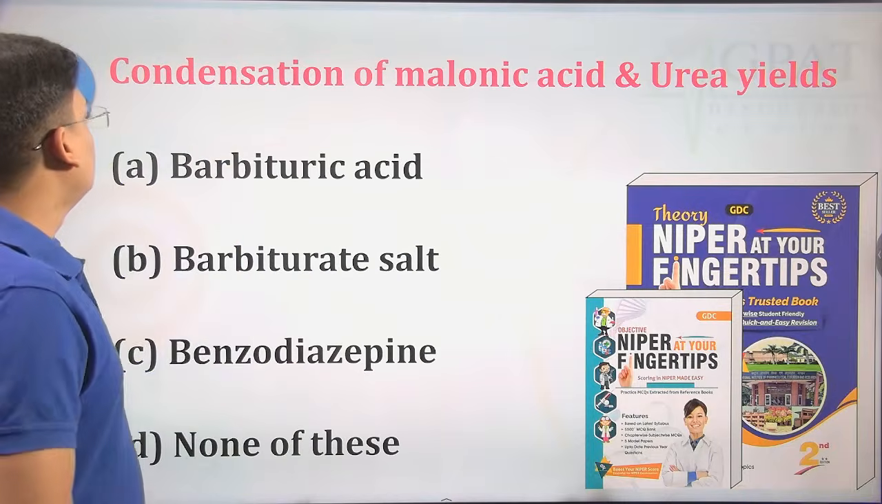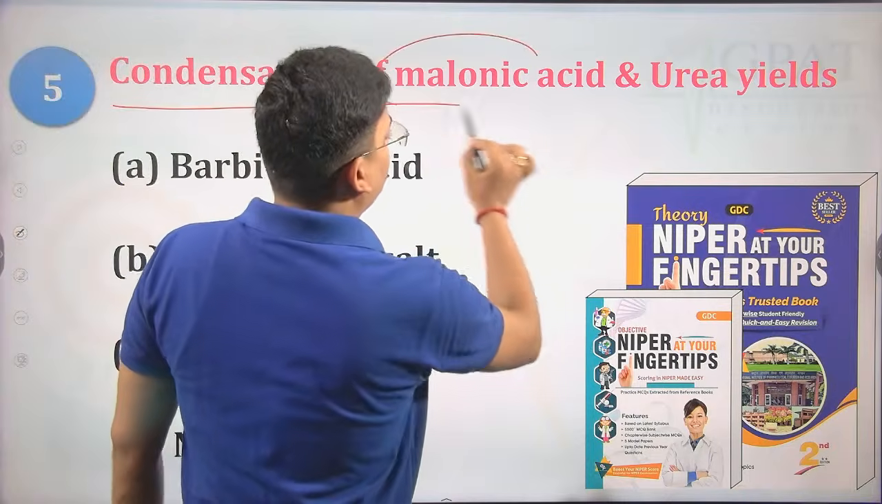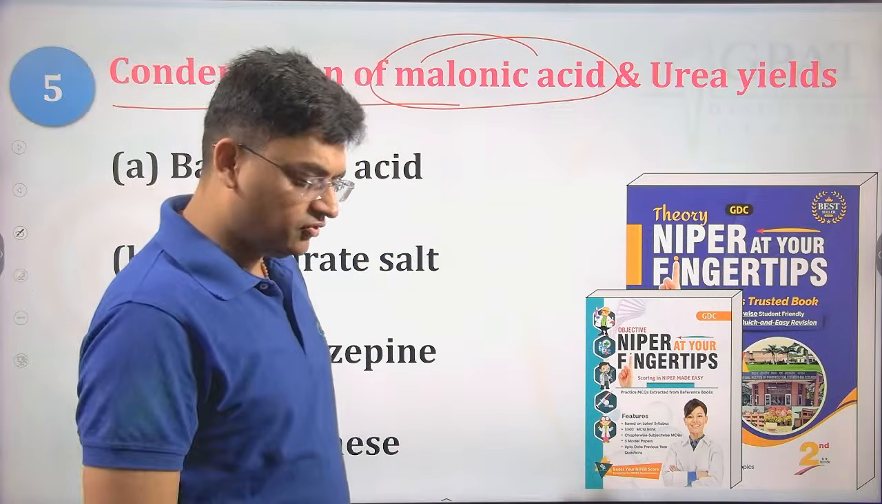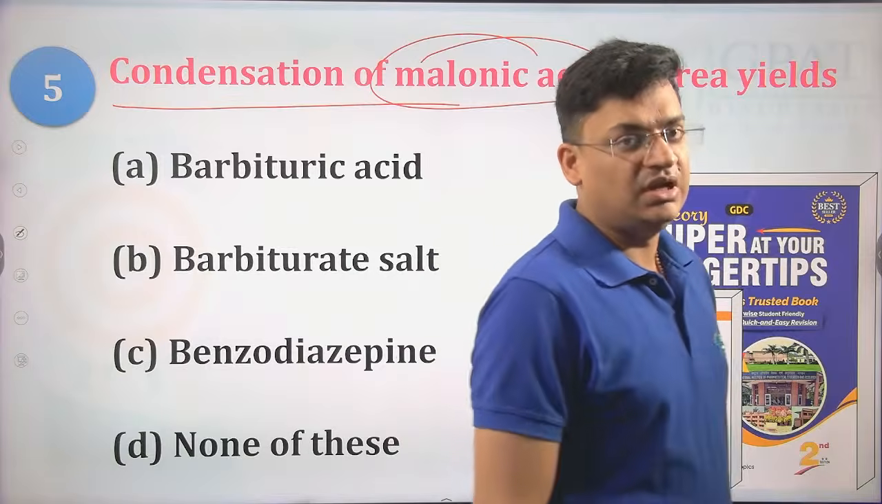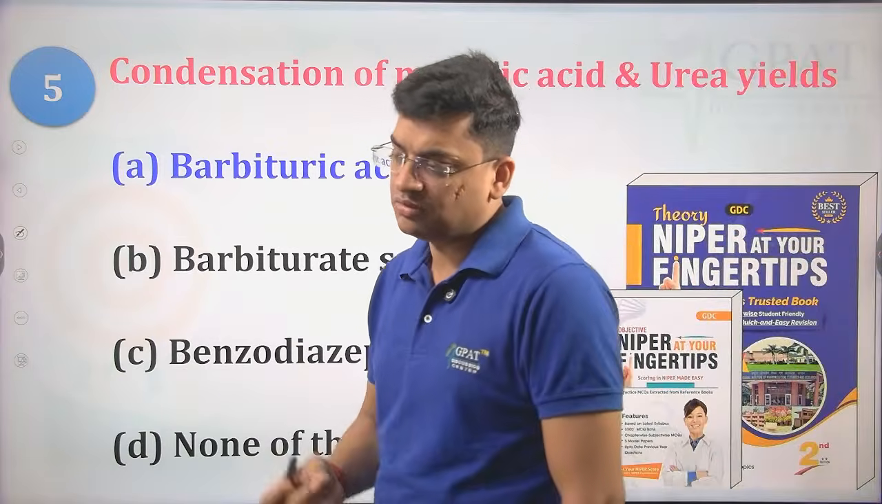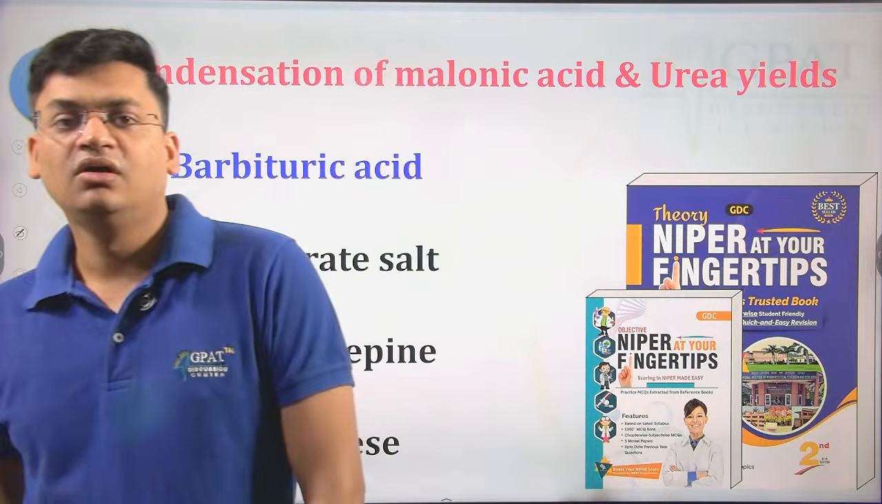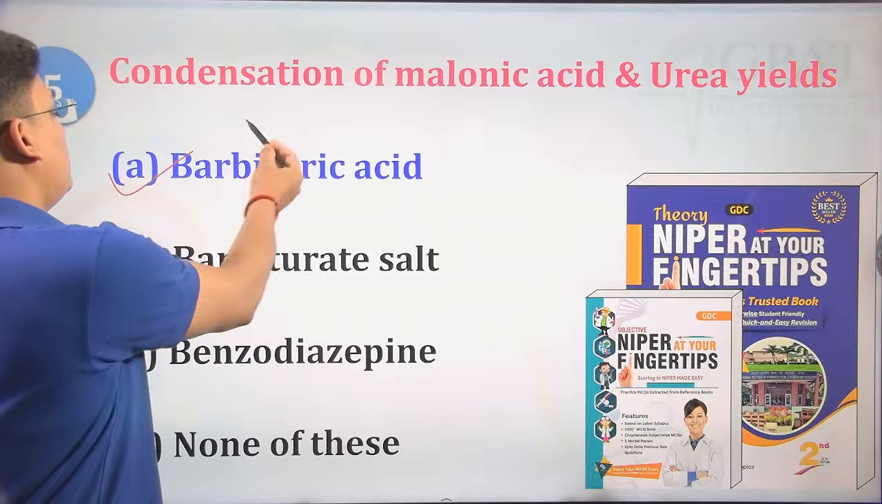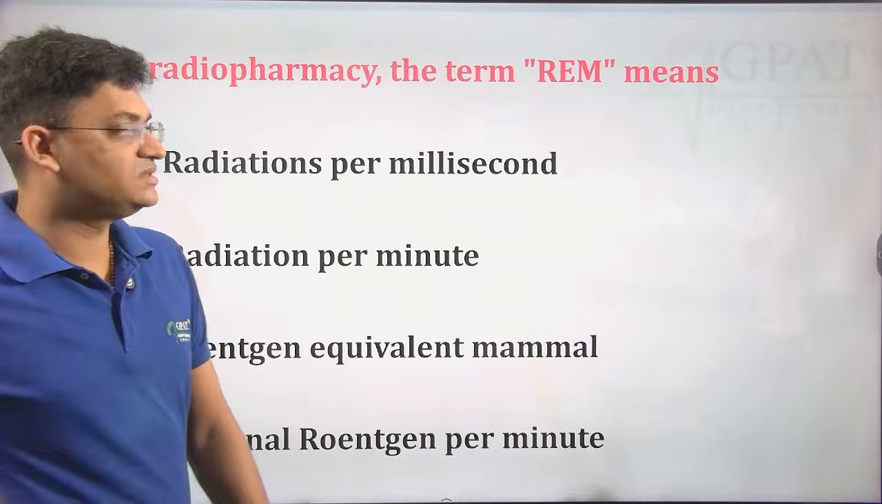Condensation of malonic acid and urea yields what? This is a simple question. Malonic acid and urea condense to give barbituric acid. So option A has barbituric acid. A is the right answer.